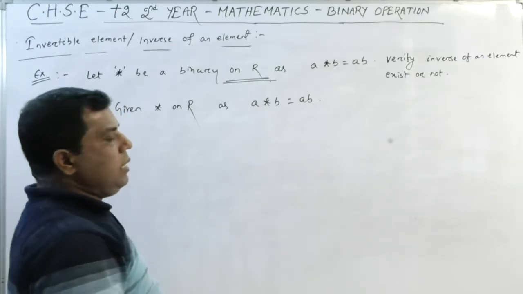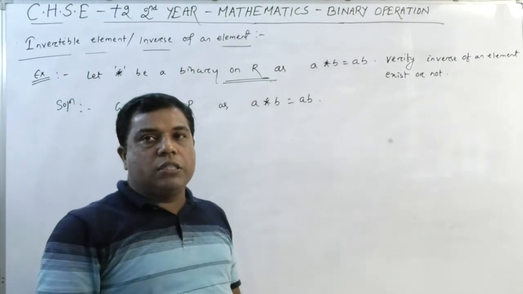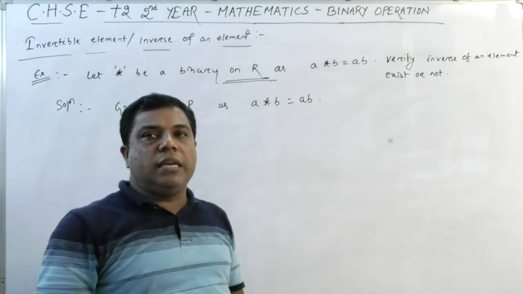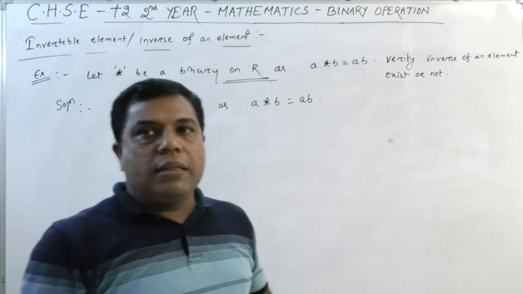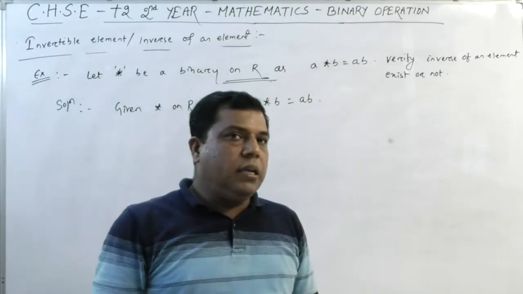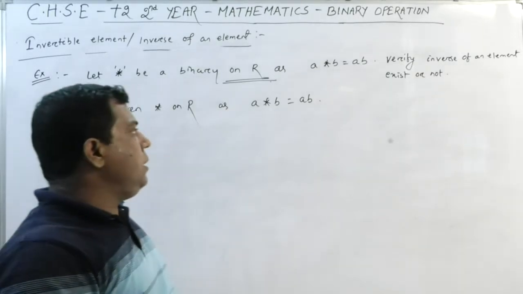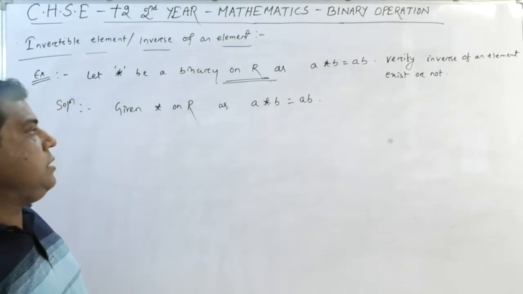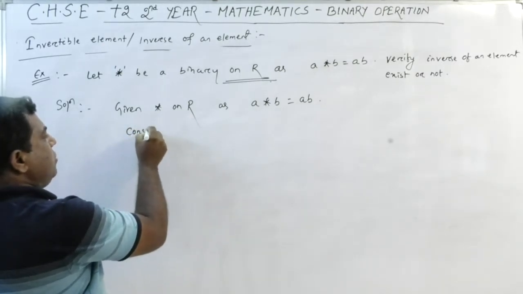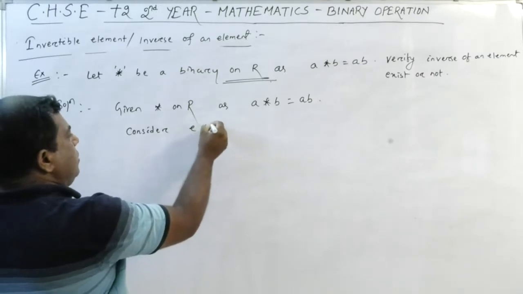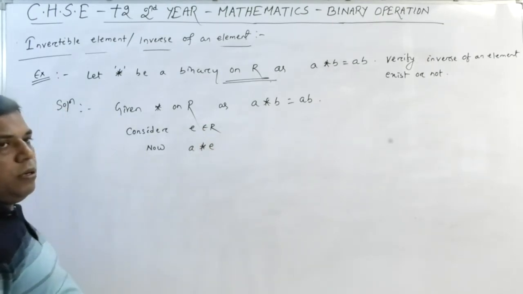Now we have to find out whether an identity exists or not, because for the inverse, first of all we have to check that an identity exists. If the identity exists, then clearly we can say that the inverse of a particular element can exist. So first of all we check whether the inverse exists or not. Consider E belongs to R.